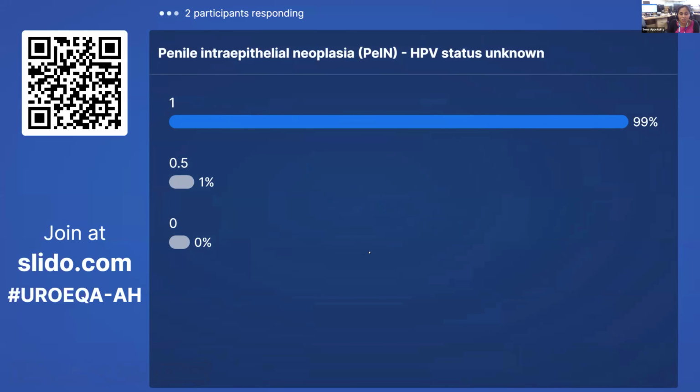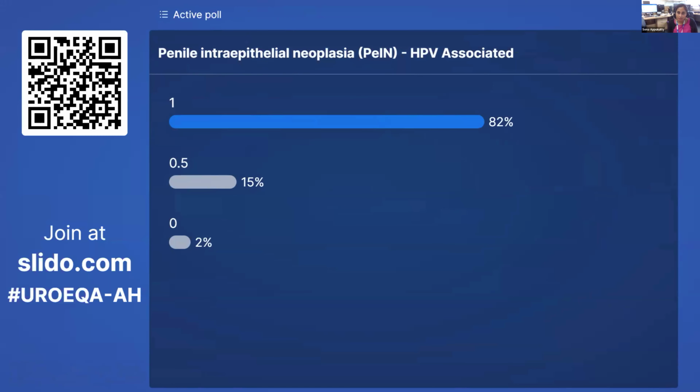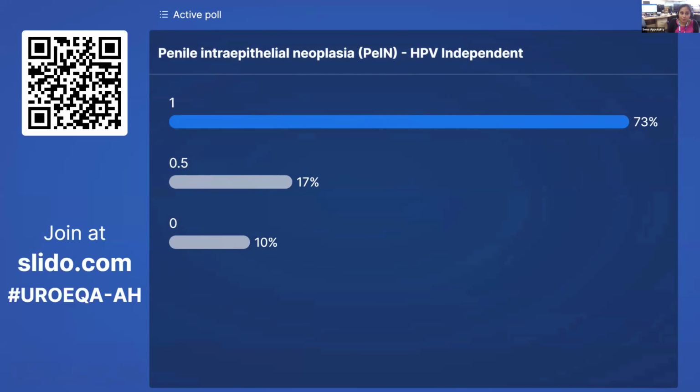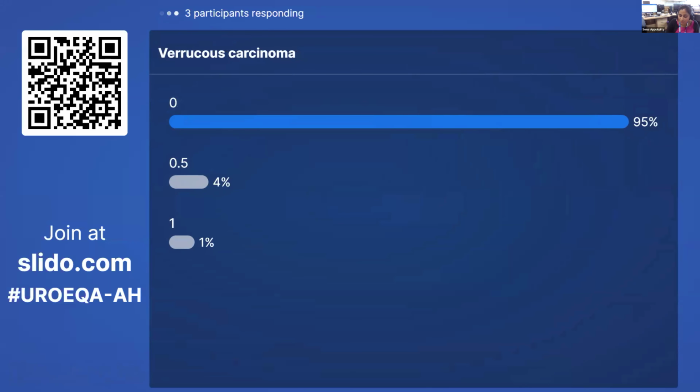Okay, so we have HPV status unknown 1, HPV associated 1, oh, HPV independent 1. Really good, thank you so much. And verrucous 0, squamous cell carcinoma usual type 0, dysplasia falling short 0. Wonderful. So we move on.